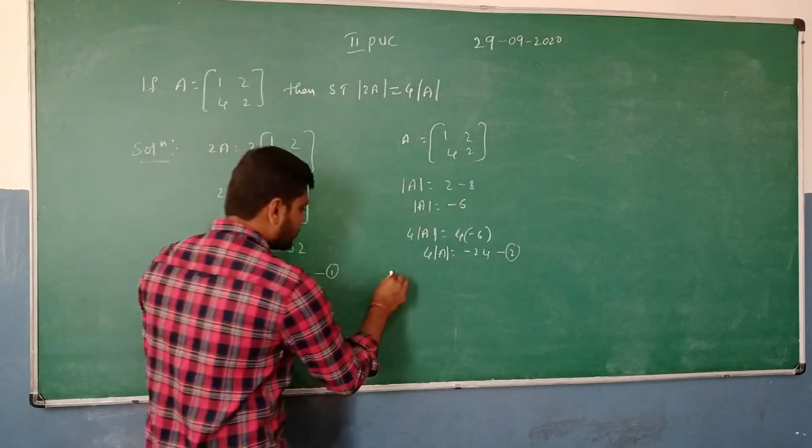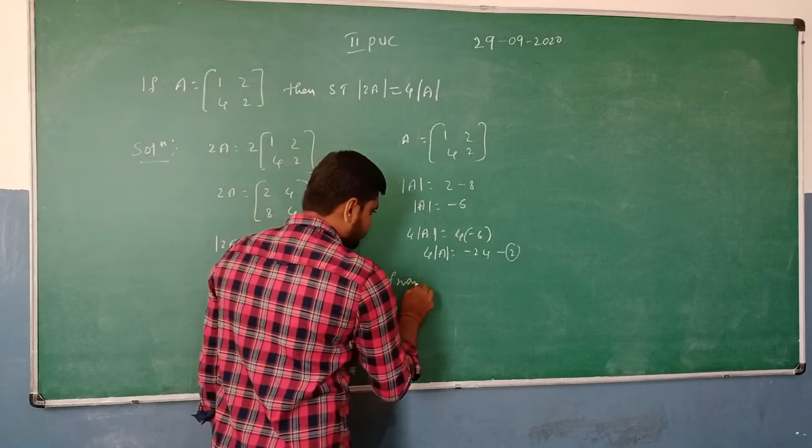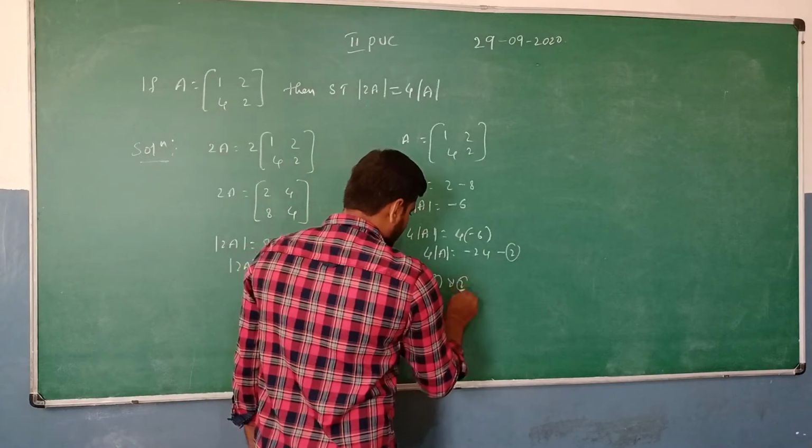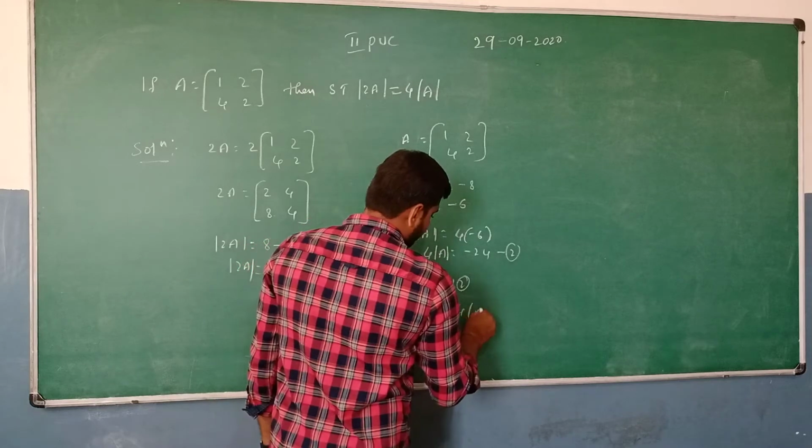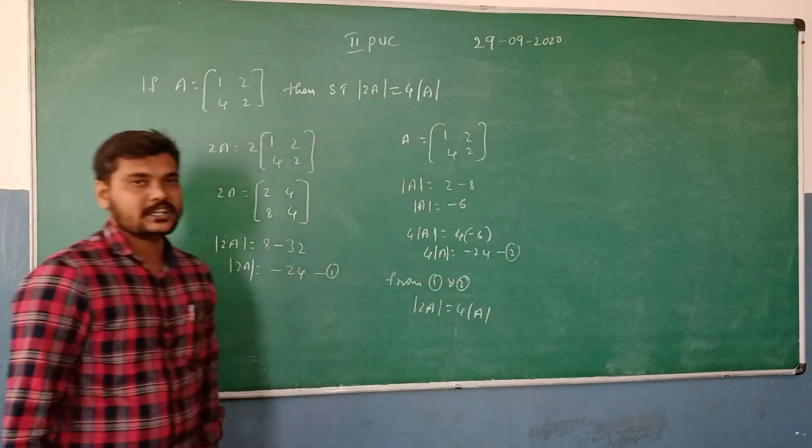From 1 and 2 we can say that determinant of 2A is equal to 4 into determinant of A.